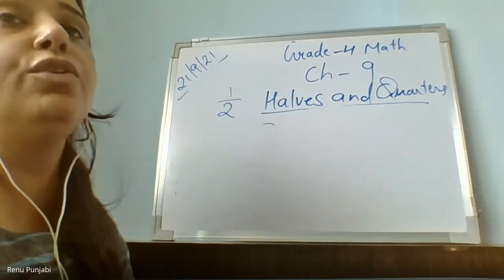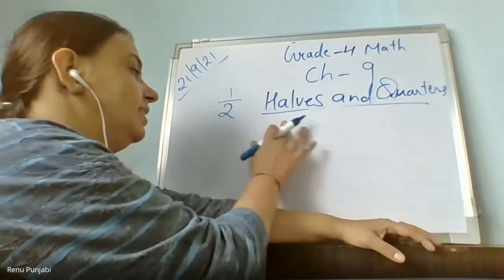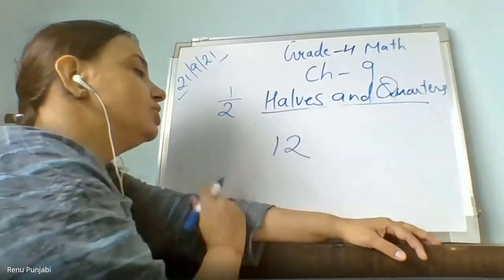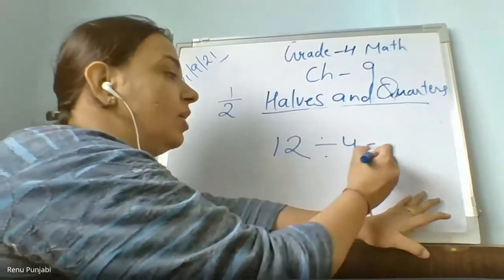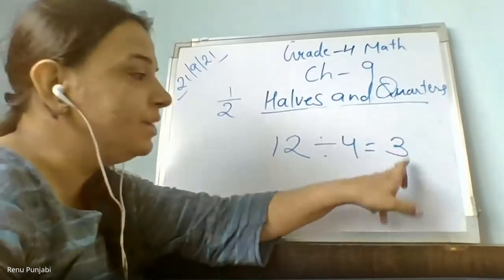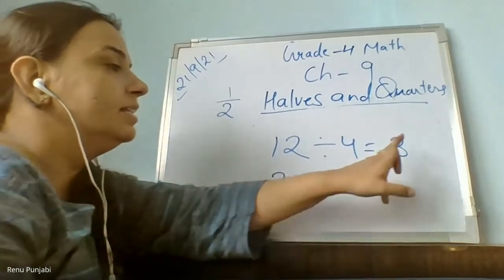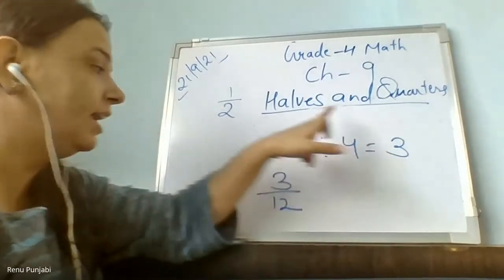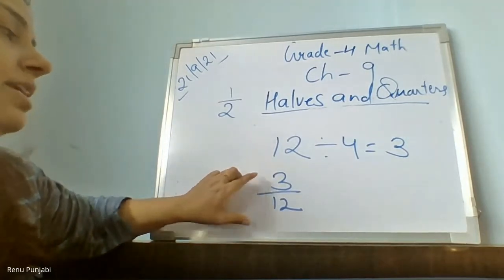And if we want to find the fraction, we have to divide the number. If you want to find the quarter of that number, suppose you found the quarter of 12. To find the quarter, always divide by 4. So the quarter of 12 is 3. Now you have to write the fraction of this 3, so you write 3 upon 12. Why? You distributed 3 to each friend and the total was 12. So the fraction will be 3 upon 12.